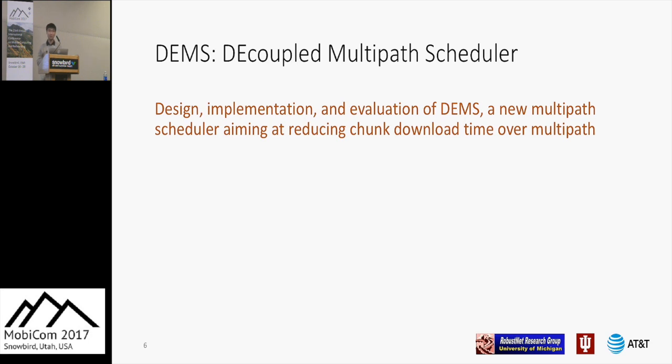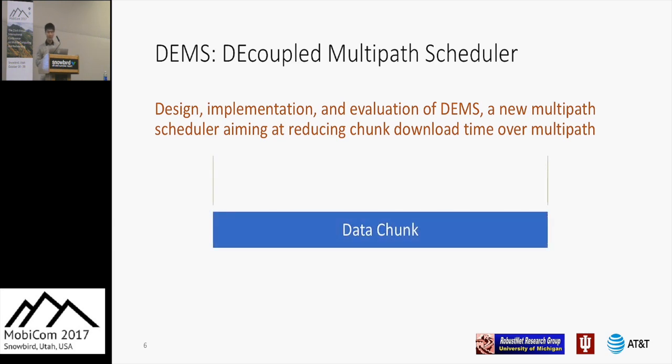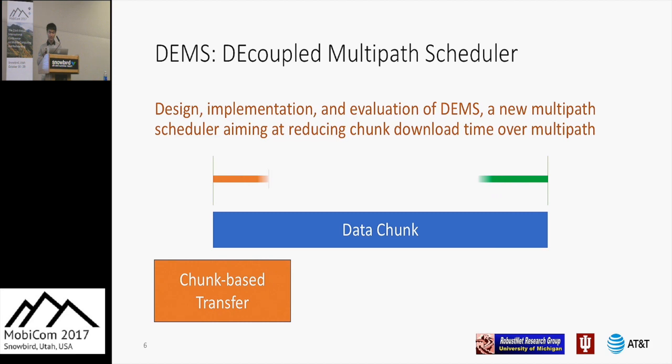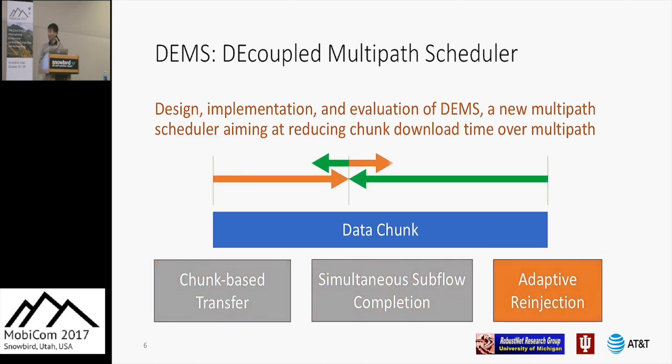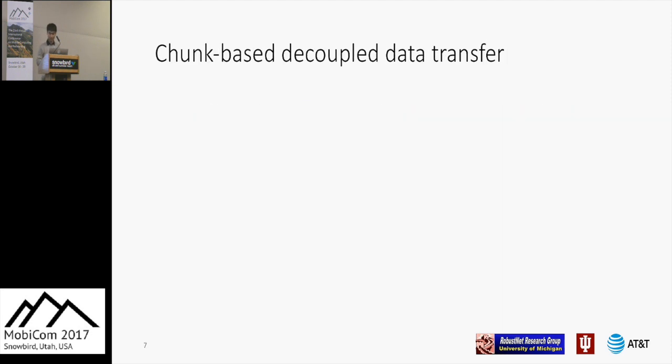Following this insight, we design, implement, and evaluate DEMS, the decoupled multipath scheduler, a new multipath scheduler aiming at reducing the chunk download time over multiple network paths. DEMS has 3 key design decisions: the decoupled chunk-based transfer, the simultaneous subflow completion, and the adaptive reinjection based on online network prediction. I'll go over the details of the 3 design aspects shortly.